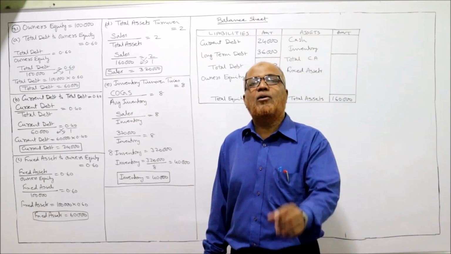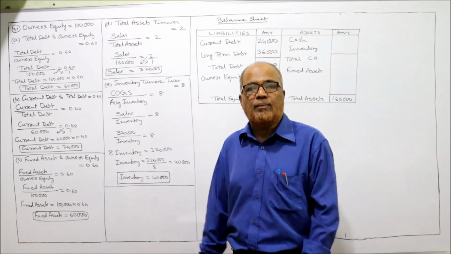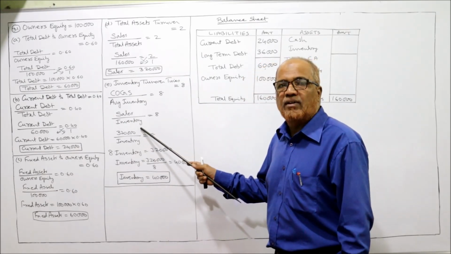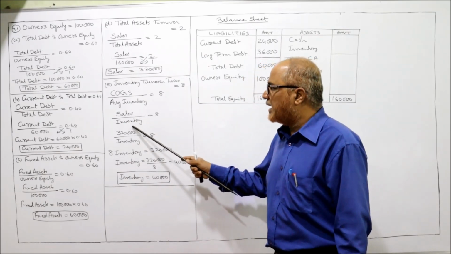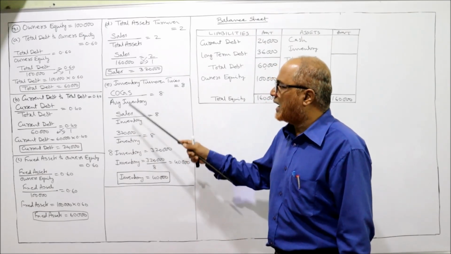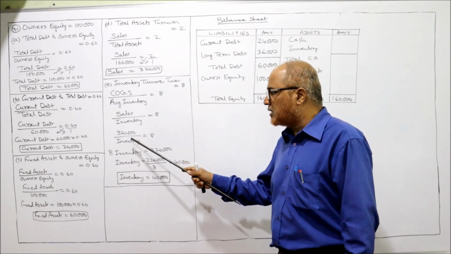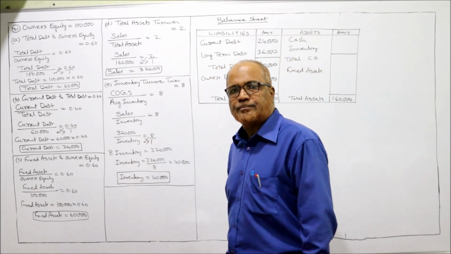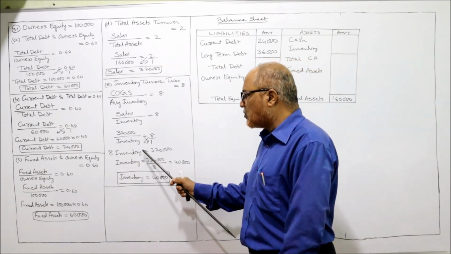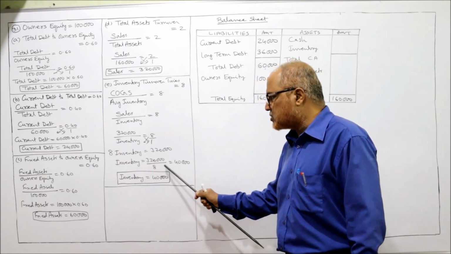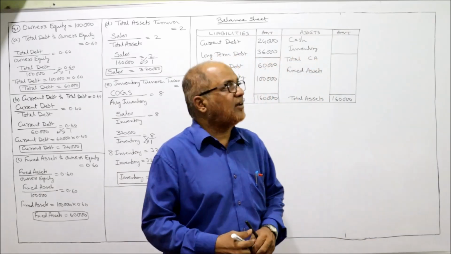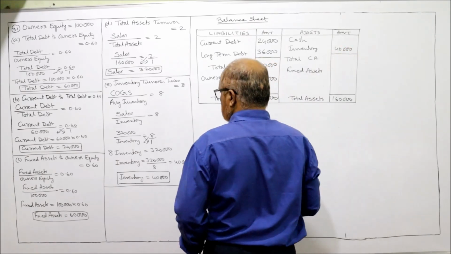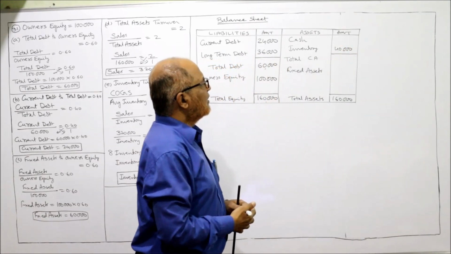Average inventory we can calculate only when opening inventory and closing inventory both are given. But opening inventory is not given. So we can substitute closing inventory, only inventory. So sales by inventory is equal to 8. Sales already we have calculated 3,20,000. 3,20,000 by inventory is equal to 8. Now I am making a cross multiplication. So 8 inventory is equal to 3,20,000. Inventory 3,20,000 by 8, 40,000. So I got inventory 40,000. Here you can see inventory 40,000. 40,000 is the inventory, right?